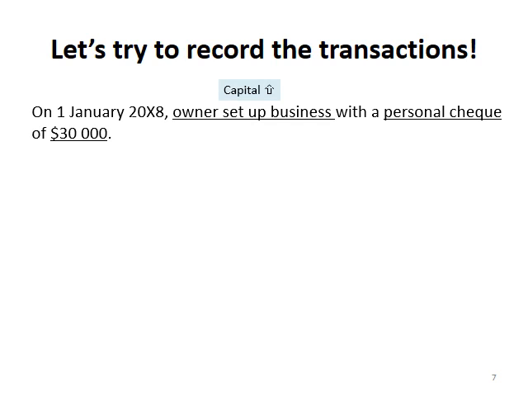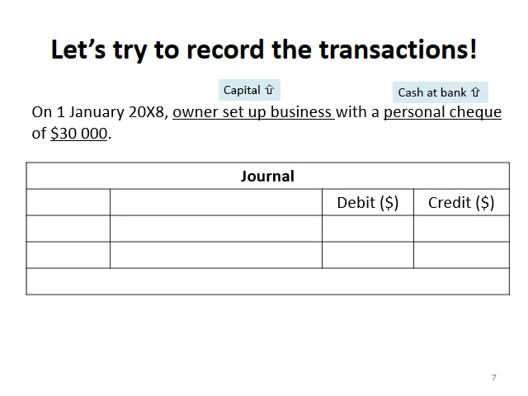So when the owner sets up the business, his capital will increase in the eyes of the business, and the business cash at bank account will actually increase in value because of this transaction. And this is the format of a journal entry with the title journal. You have 4 columns: date, which is blank for now, particulars, which we'll fill up later, and a debit $ as well as a credit $ sign.